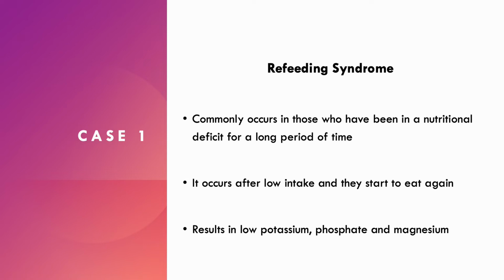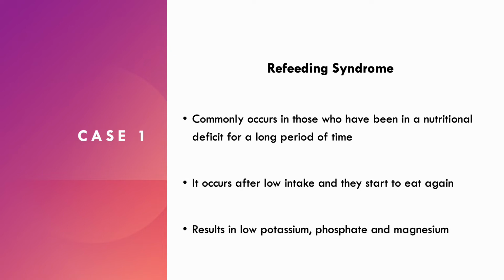So the pathophysiology of the process: the metabolism of the cells slows down during periods of starvation. And once glucose is reintroduced after they start eating, the cells use up all the magnesium, the phosphate and the potassium very quickly, leading to a deficit. And it can be very dangerous because it can lead to cardiac arrhythmias. And depending how severe it is, some patients may need cardiac monitoring.